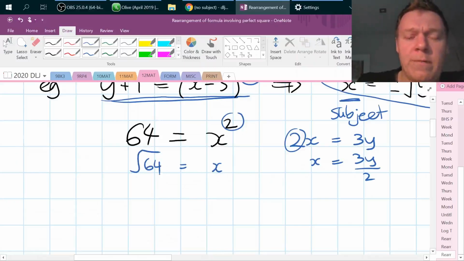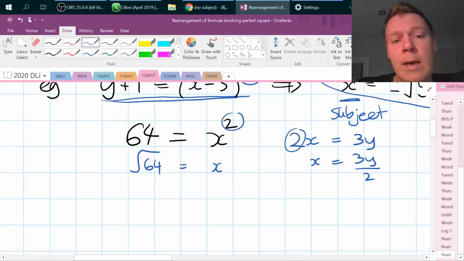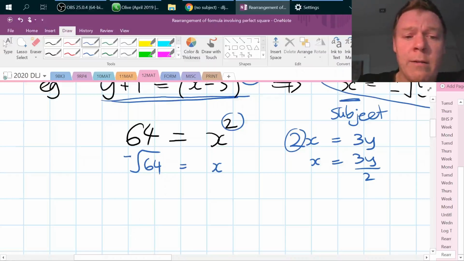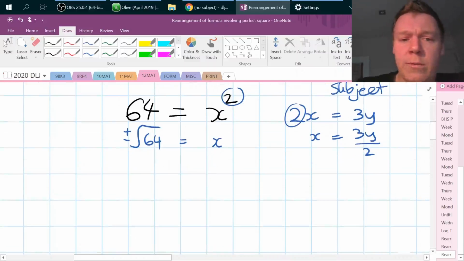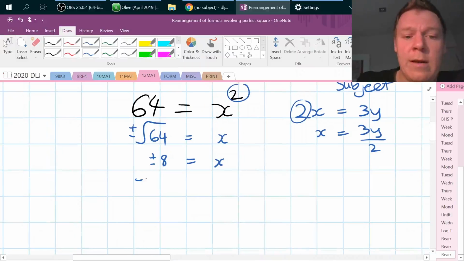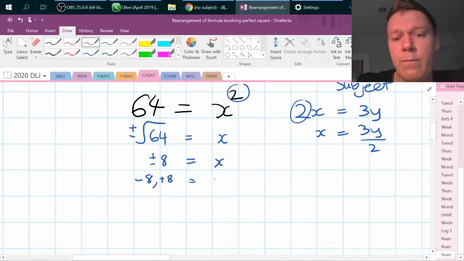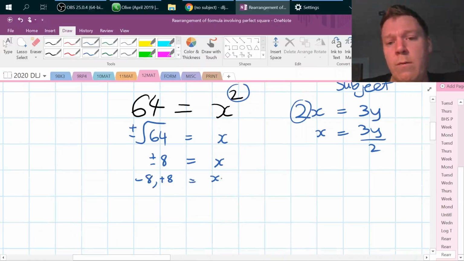root 64. And the other additional thing that we do when we move a square root to the other side is we put a plus and a minus beside it, because that'll show us that we got our two answers. So our final answer is plus or minus 8. So that actually means negative 8 and positive 8. Okay.